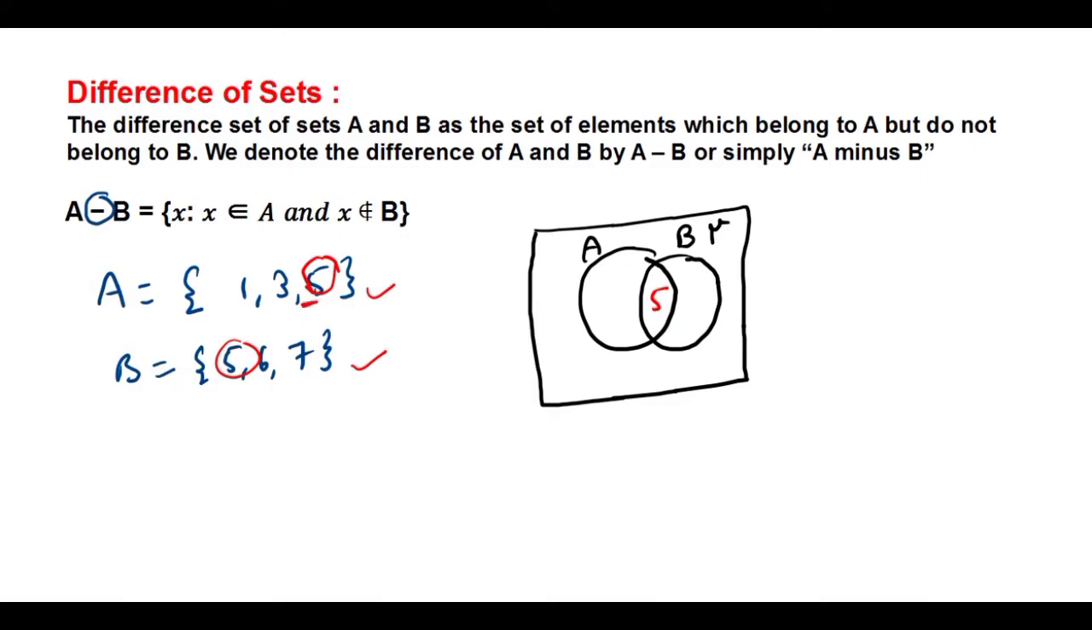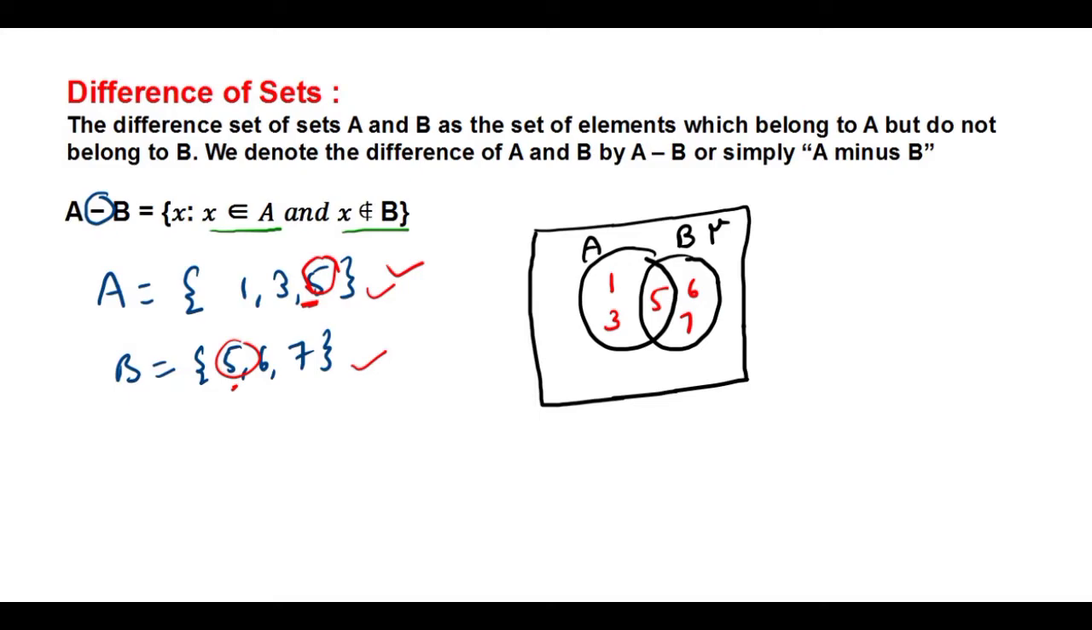Now I am going to represent all here. That is 1, 3 is here because set A is 1, 3, 5. Set B is 5, 6, 7. So 5 is there. So 6 and 7 we write. Now what we do, minus means, you see, x belongs to A and x does not belong to B. That means x is an element that should belong only to set A, but it should not belong to set B.